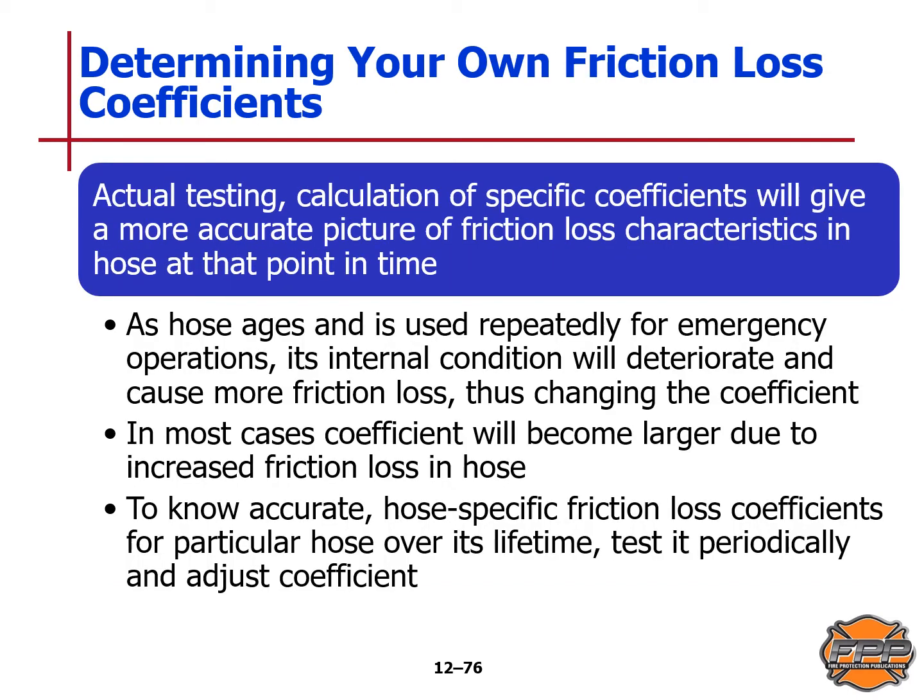Determining your own friction loss coefficients. Actual testing and calculation of specific coefficients will give a more accurate picture of friction loss characteristics in the hose at that point in time. As hose ages and is used repeatedly for emergency operations, its internal condition will deteriorate and cause more friction loss, thus changing the coefficient. In most cases, the coefficient will become larger due to increased friction loss in the hose. To know accurate hose-specific friction loss coefficients for a particular hose over its lifetime, test it periodically and adjust the coefficient.